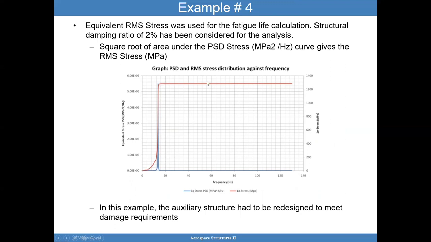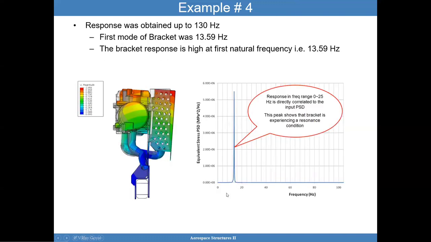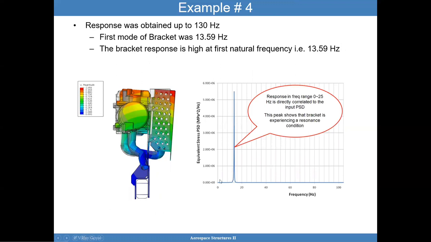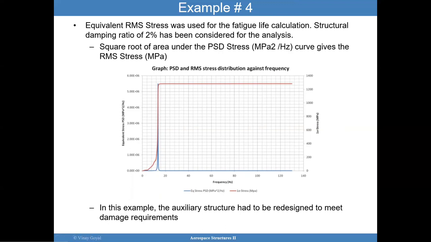And then using the RMS value, the fatigue calculation can be performed using a very similar process to what we discussed. Remember again how the PSD stress output in this case has units of MPa squared divided by hertz. And the square root of the area under this curve gives us the RMS stress. And you can see why this is constant. The reason the RMS is constant is because if I look at the area under this curve, most of the area is under this peak response, and after that, there's not much area. So all the RMS has been accumulated at this point. So using that information should be fairly simple to calculate the fatigue damage due to this random vibration input.